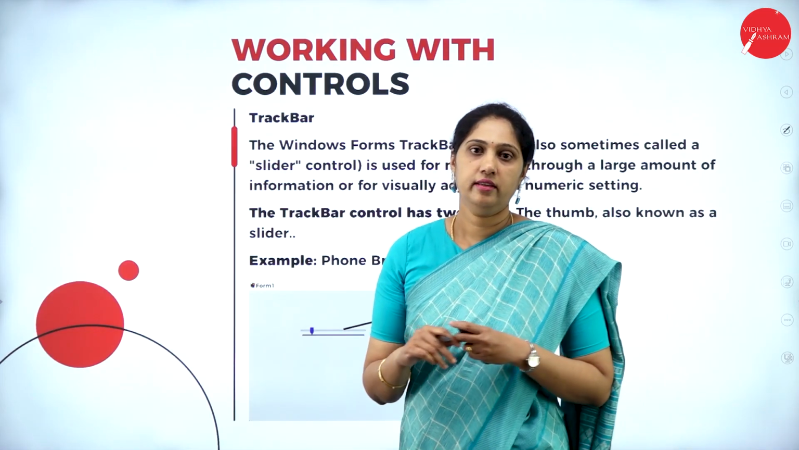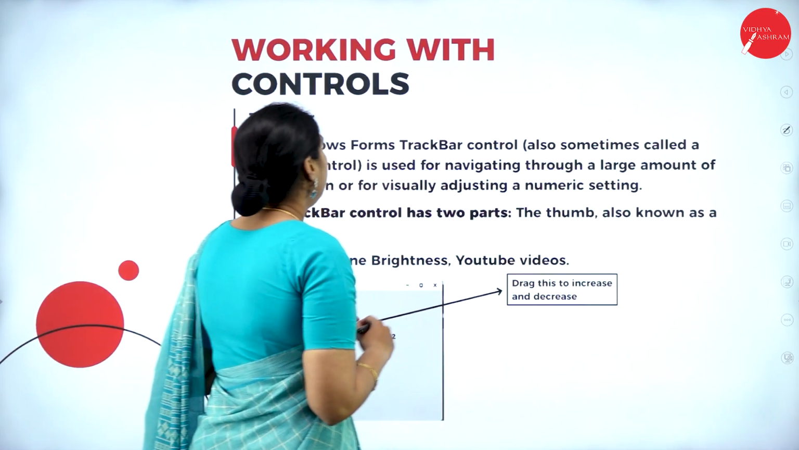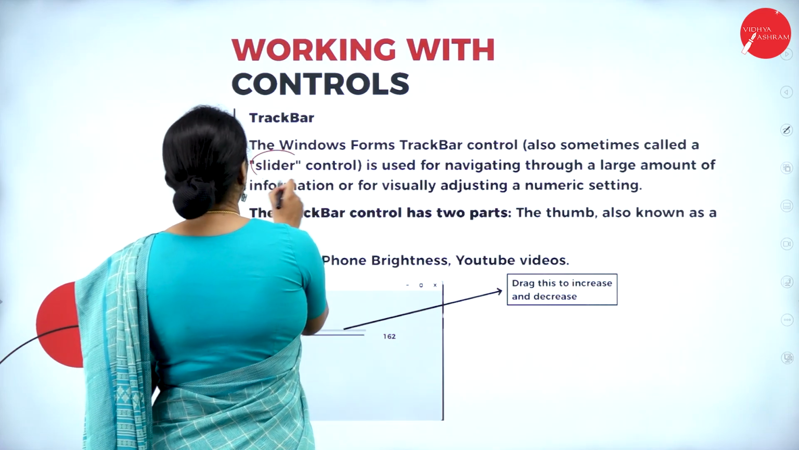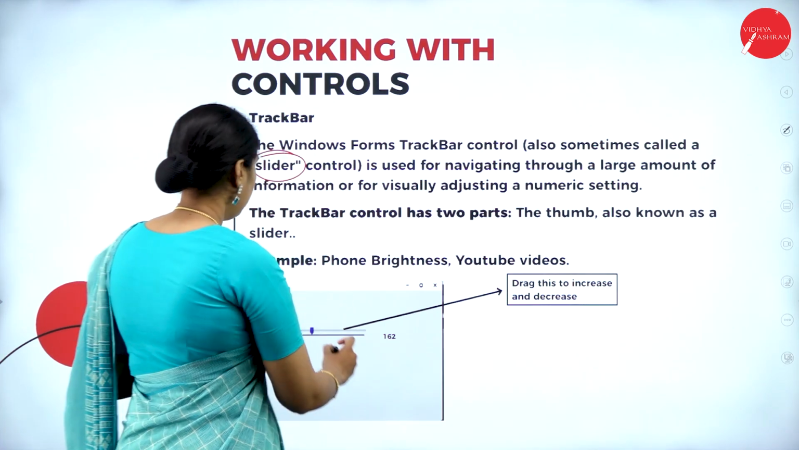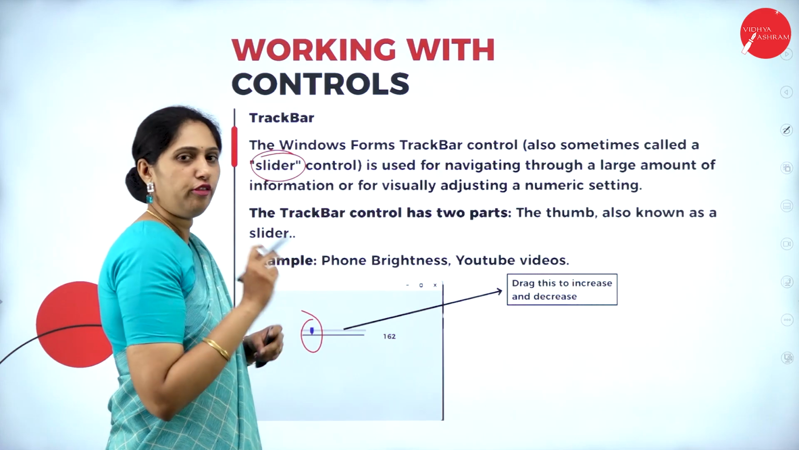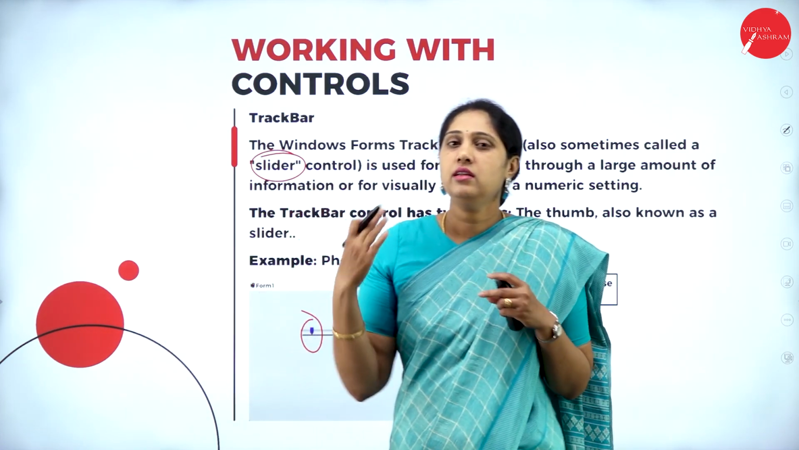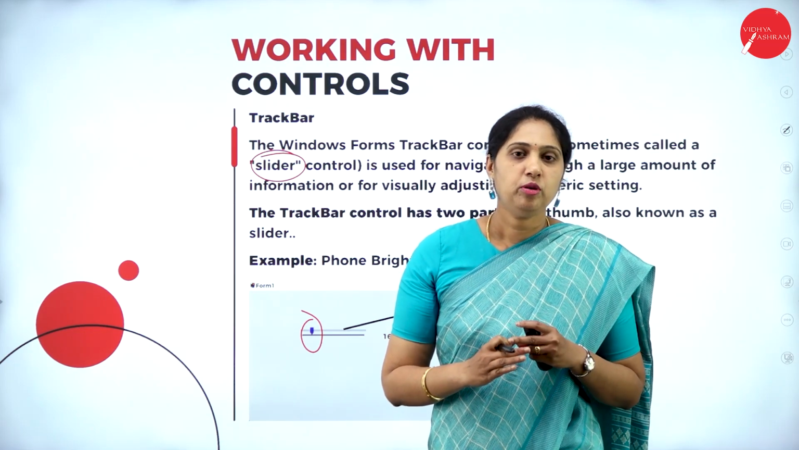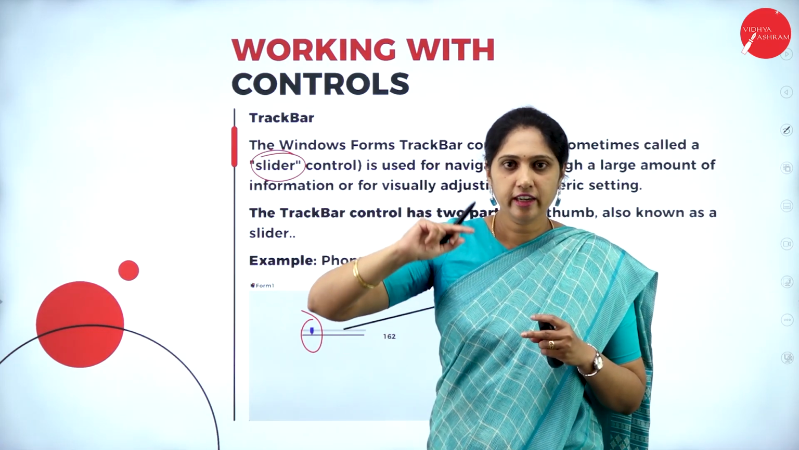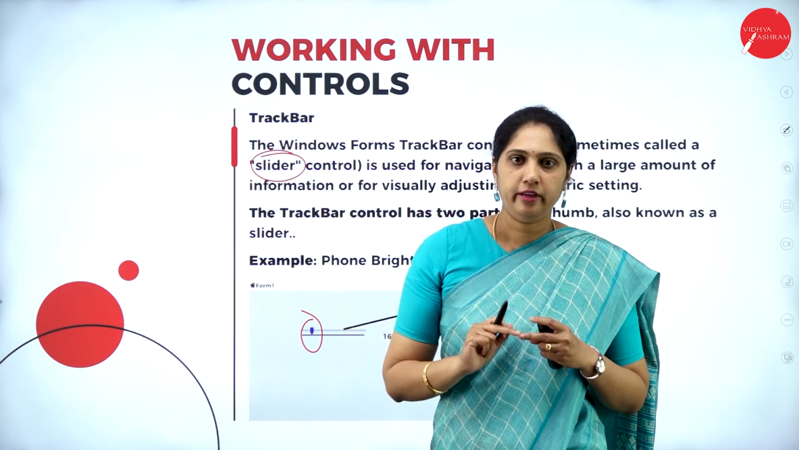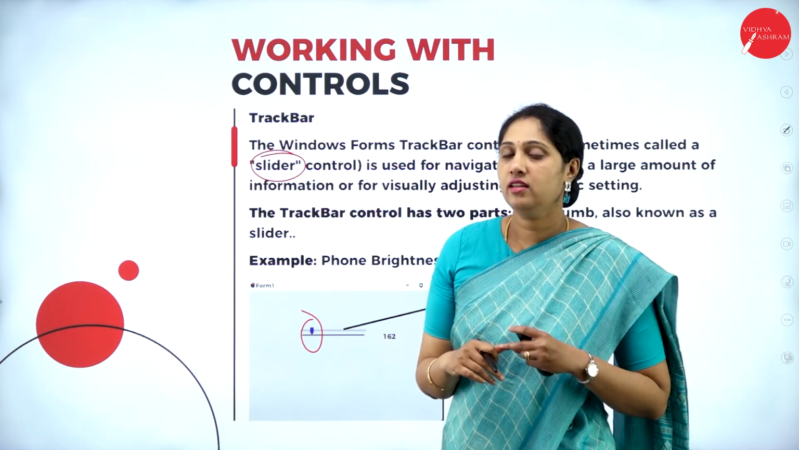Next is track bar. What is track bar? Track bar is also called a slider. You can see the slider. If you're very familiar with this on your phone, you have a track bar. See, I want to increase the brightness of my mobile phone. What I do, the slider, I just scroll it up and down. So increase and decrease will happen.